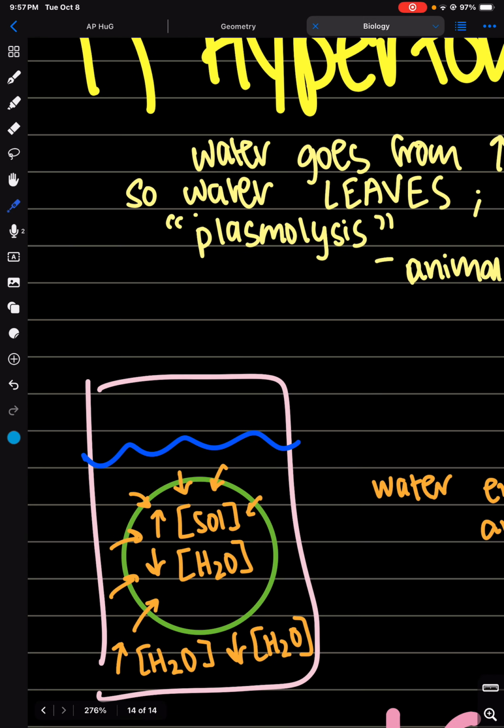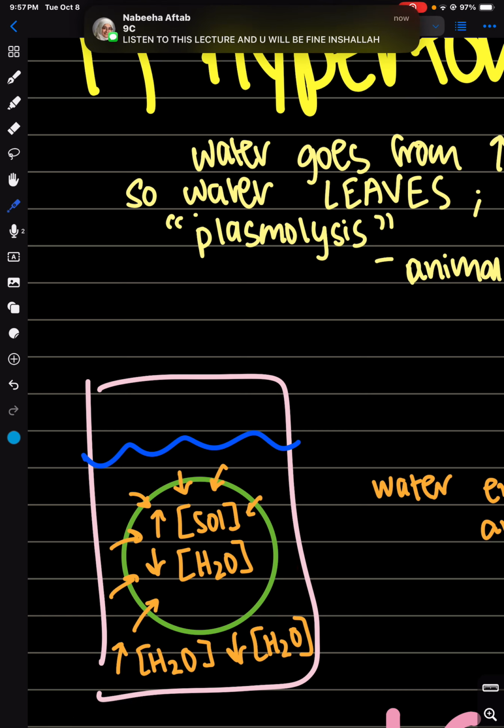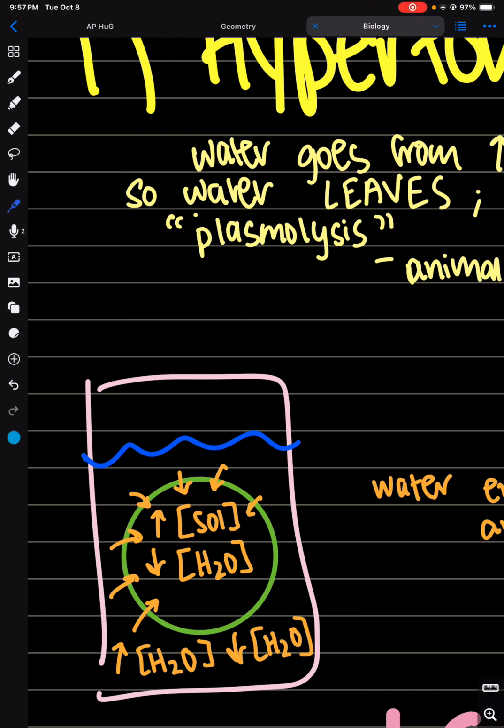In this diagram, we have the same cup of water. We have the same cup. And then we have water. But in this one, the water has a high concentration of water, H2O, and a low concentration of solutes. But this cell right here has a low concentration of H2O and a high concentration of solute.